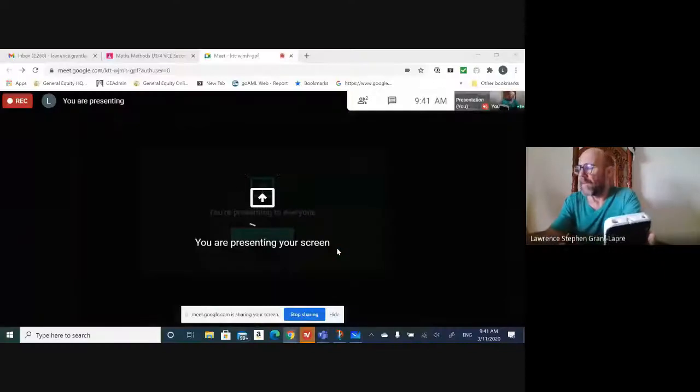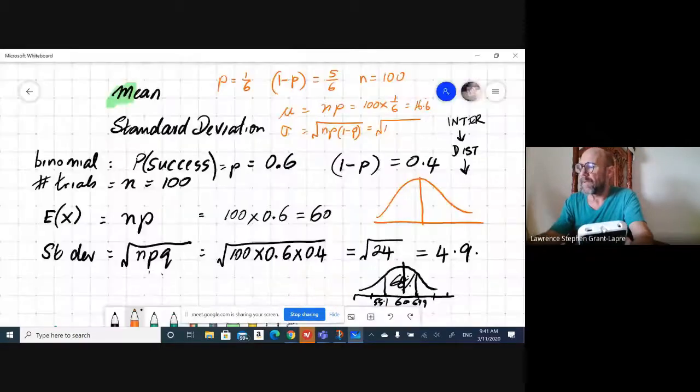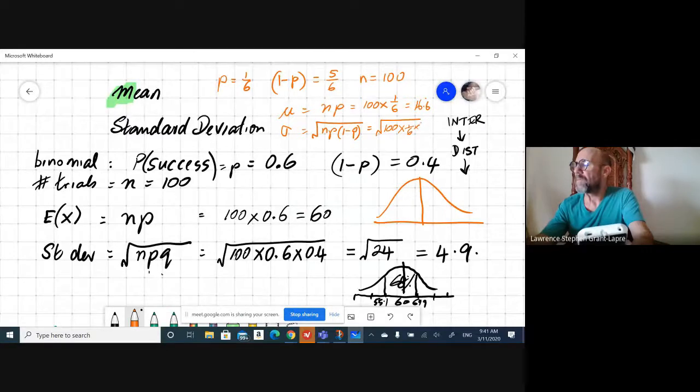I don't think you can see my screen at the moment. So let me try this. I'll try presenting again. The standard deviation was 100 times 1/6 times 5/6, and we get 3.727.